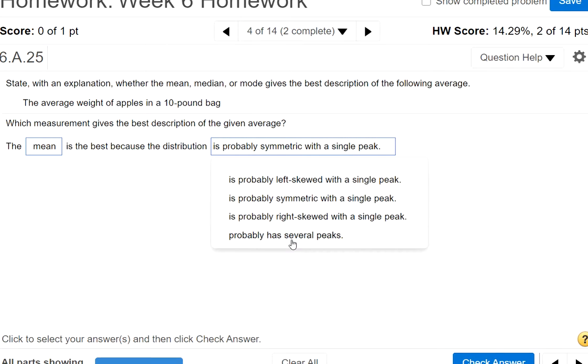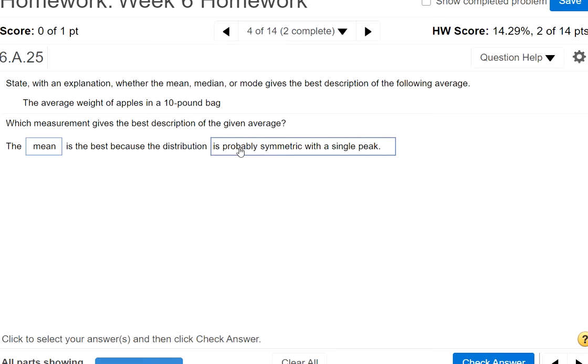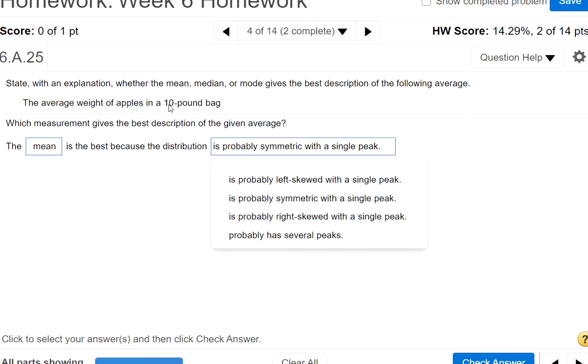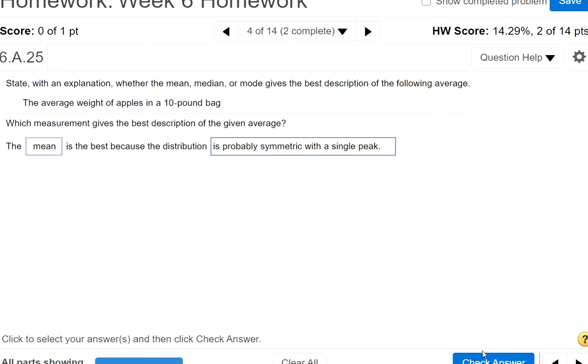That would be like if maybe we had a lot of really different kinds of apples. But it's a 10-pound bag. So the 10-pound bag would probably be like 9.9 pounds or 10.1 pounds because it'll be a little bit off. But most of the numbers are going to peak with a single peak around that 10-pound mark.